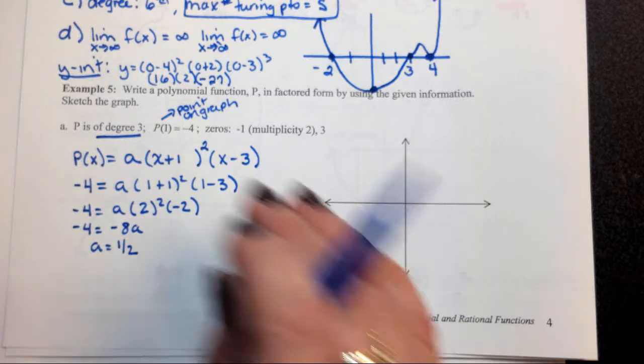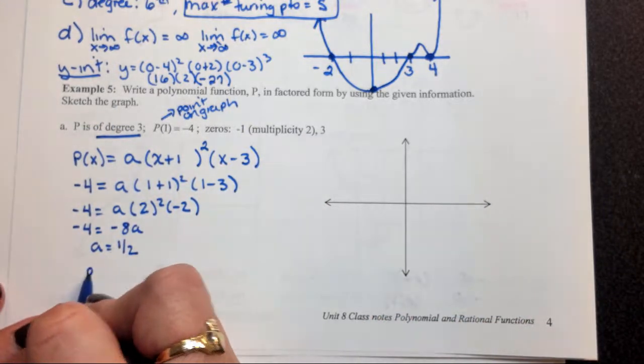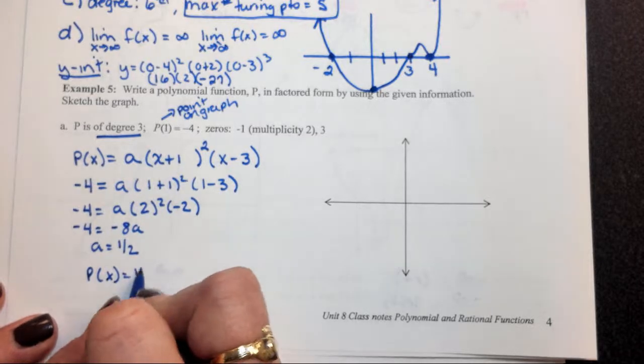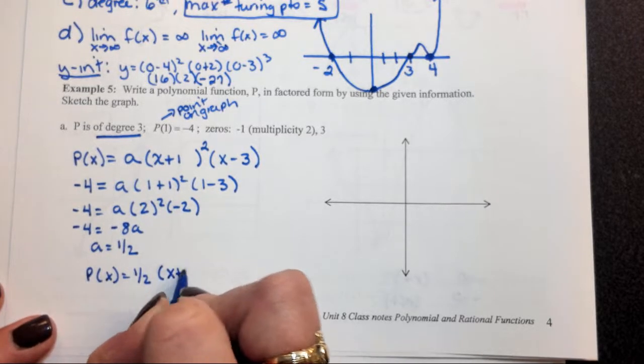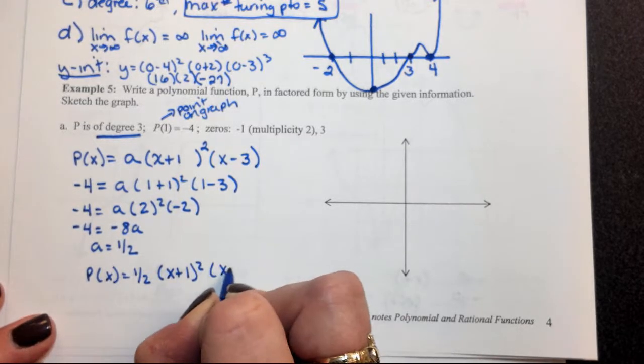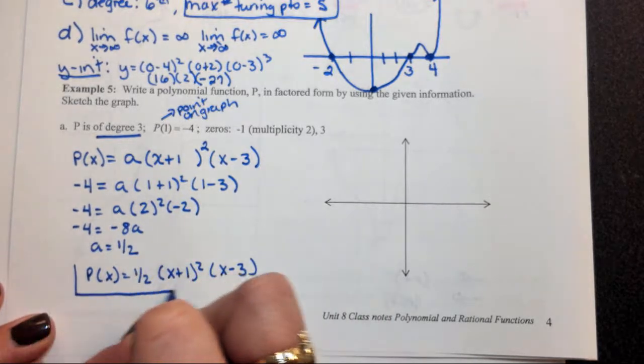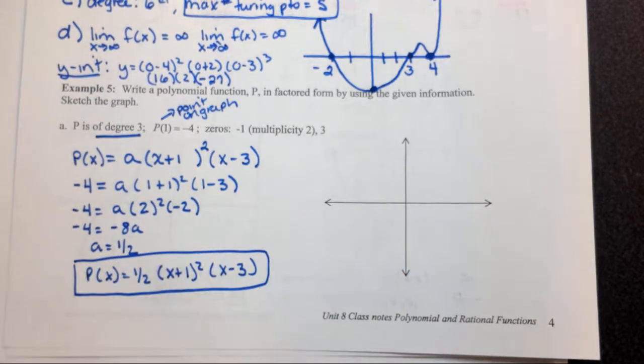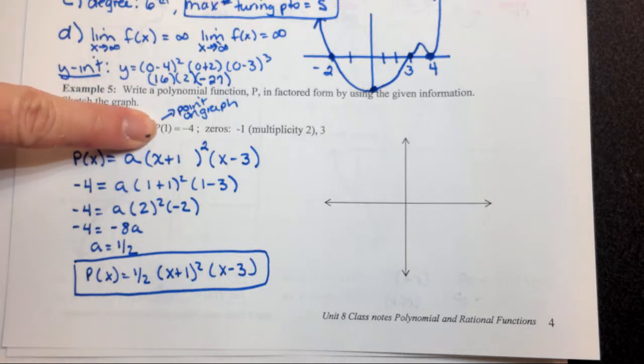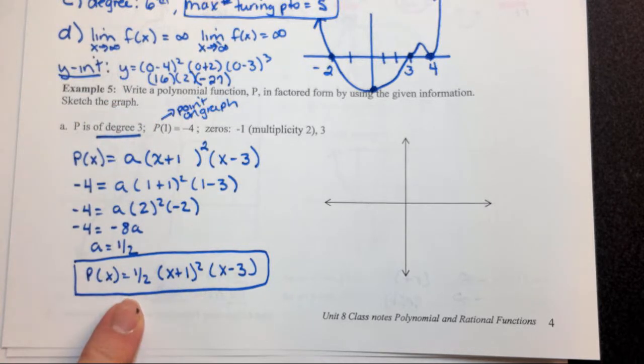So now you can actually write your entire function. So P of X is equal to 1/2 times X plus 1 to the second times X minus 3. There's your polynomial function. So like I said, the only purpose of that point is you have to use that once you put it in factor form to find the leading coefficient. So just like I did in the last 2 examples, yes, Emily? Yes. Yeah, you don't have to multiply that.